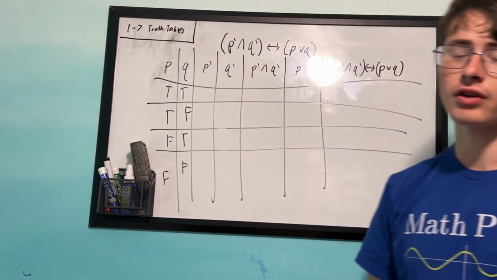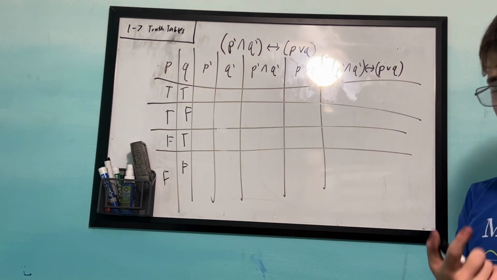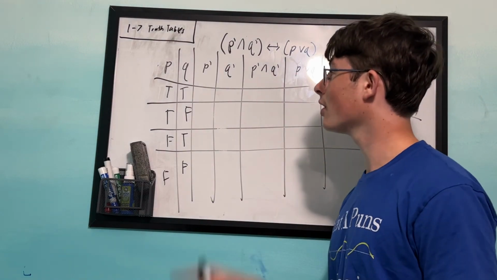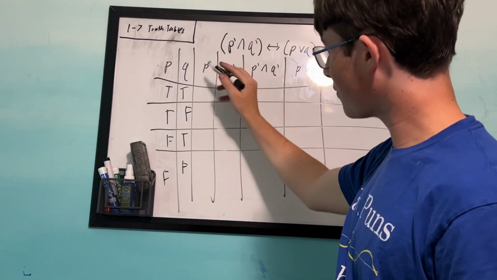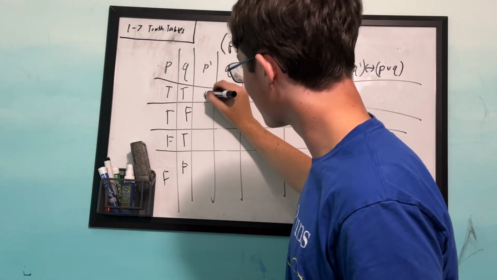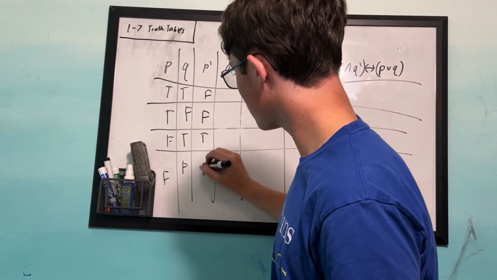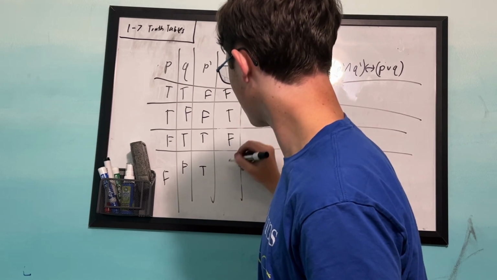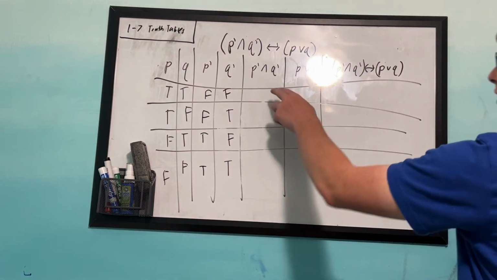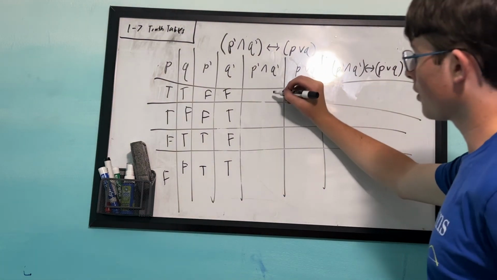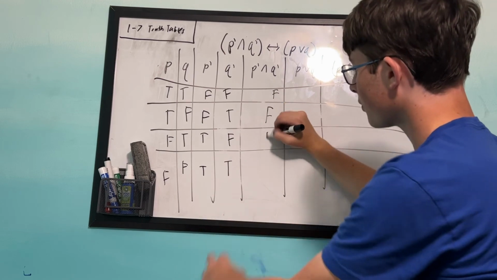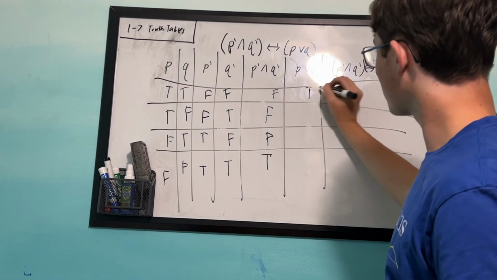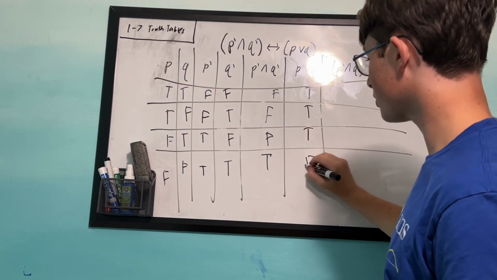Now if you want to pause the video, work through this on your own for a second. I'll let you do it. If you're back, this is how we're going to work through it. First, because we have the not P, not Q, we have to find those. Those are pretty simple. Just take the negation, and then not P and not Q. I'm just looking for the double truths. False, false, false, true. P or Q: true, true, true, false.